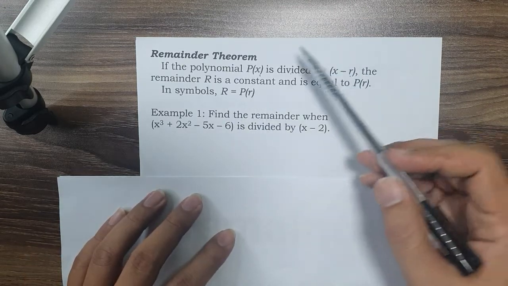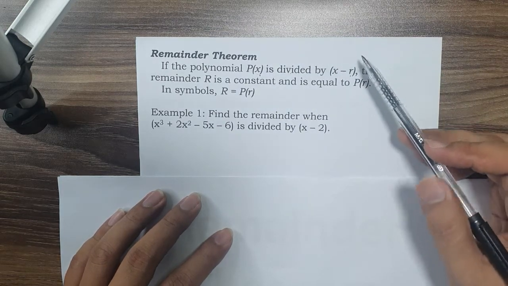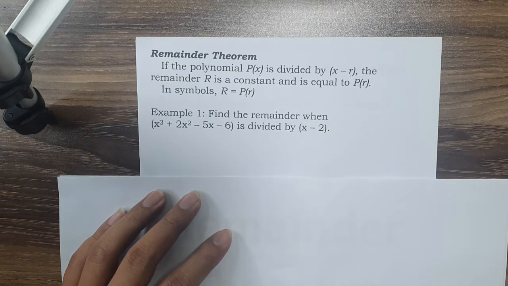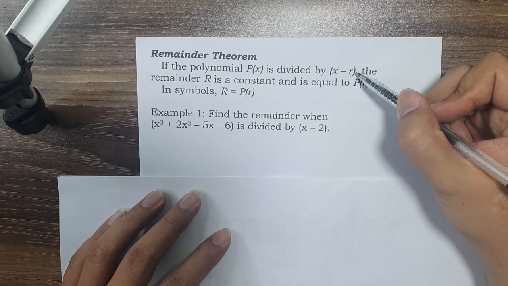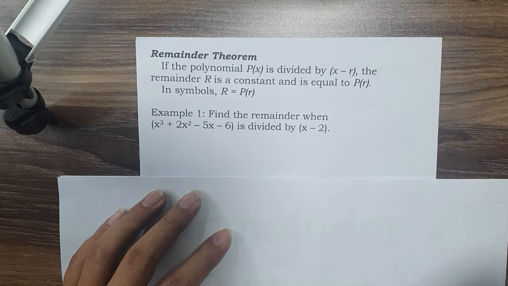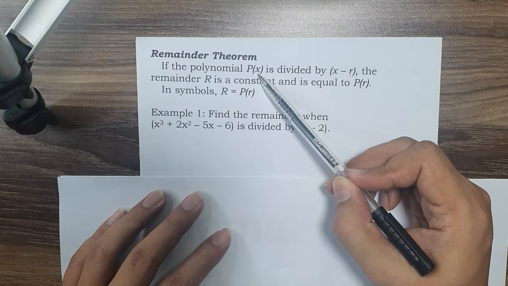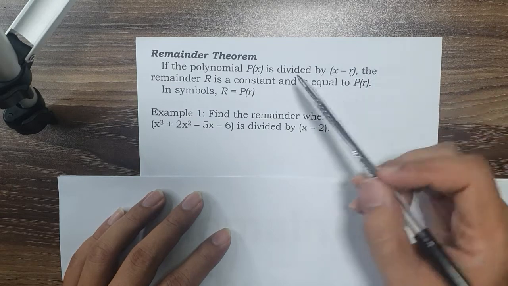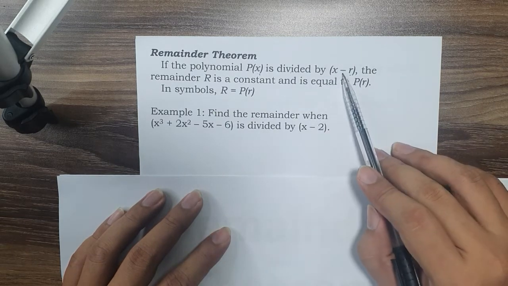Ibig sabihin, si polynomial in terms of x, in-evaluate siya replacing all the variables with r. Okay, so parang yung synthetic division lang natin, 'di ba? If our divisor is in the form x minus r, ang ginagamit natin na divisor sa synthetic division is just simply r. Tama? So, you just evaluate the polynomial in x where all x will be replaced by r. And then when you simplify that, ang kalalabasan daw is a number. And that is the remainder of the polynomial when divided by x minus r.